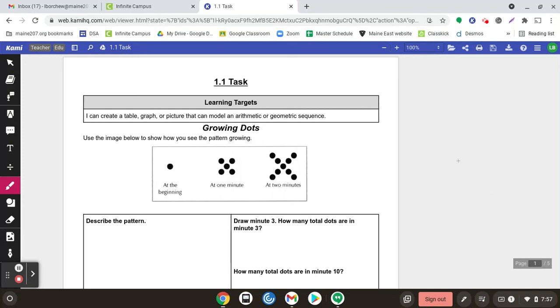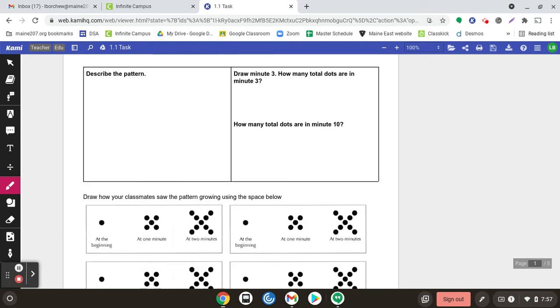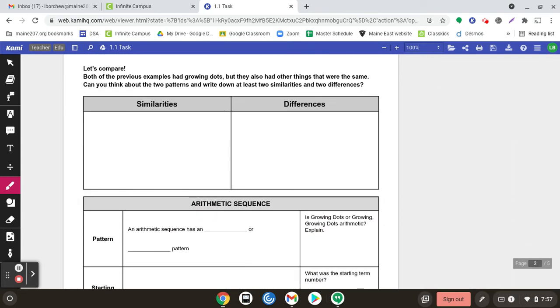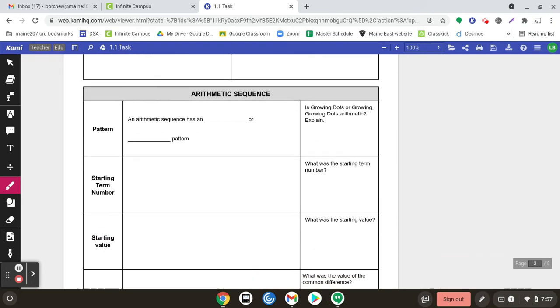Welcome to task 1.1. We're actually not going to start on page 1, and we're going to skip over page 2, and we're going to go to page 3, not at the very top, but where it starts with arithmetic sequence. And we're going to fill in that table. So a pattern in arithmetic sequence is where we're going to start, right here.